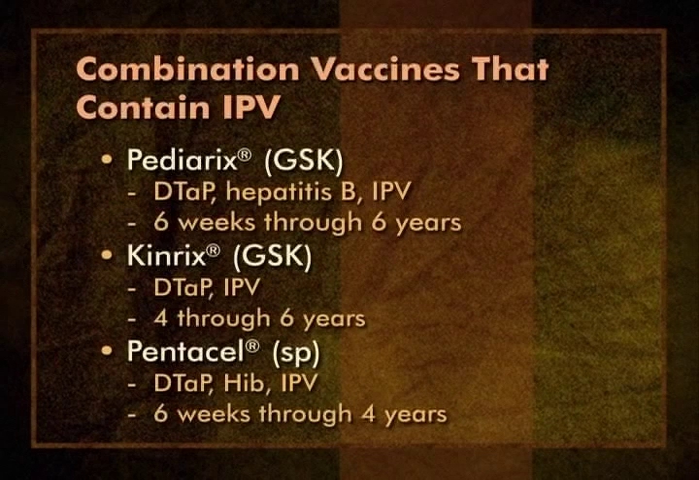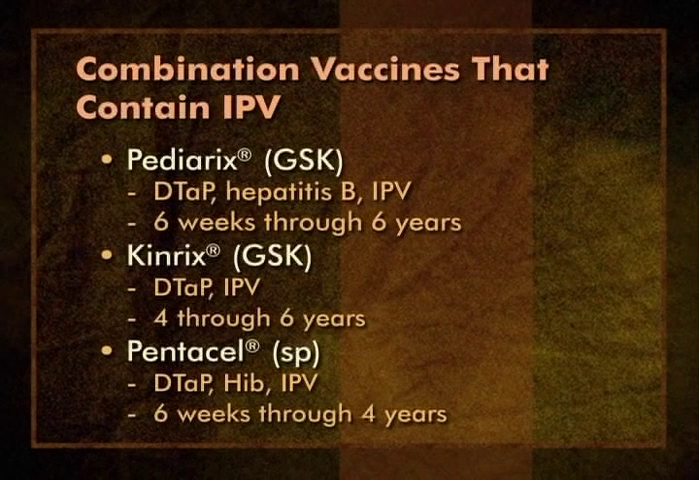Pediarix is produced by GlaxoSmithKline and contains DTaP, hepatitis B, and IPV vaccines. It is licensed for the first three doses of the DTaP series among children 6 weeks through 6 years of age. Kenrix is also produced by GSK and contains DTaP and IPV.